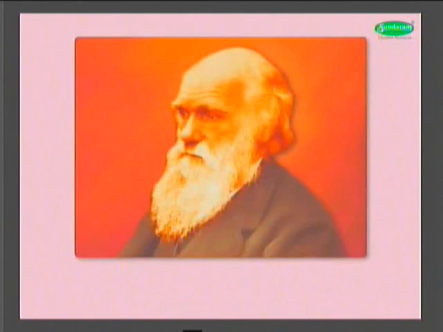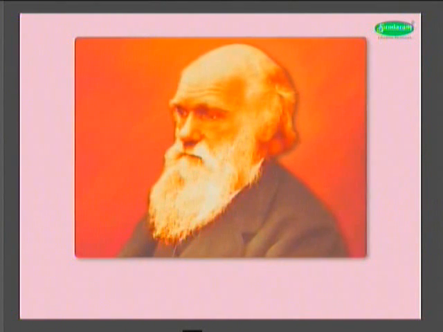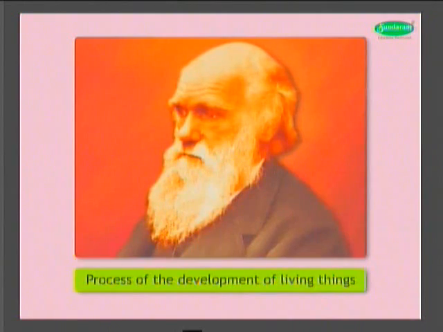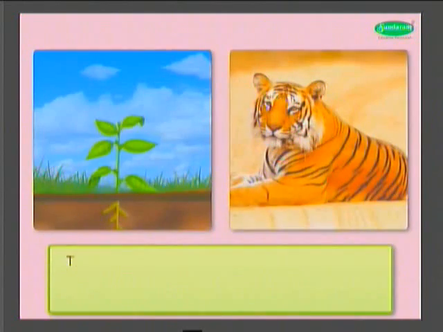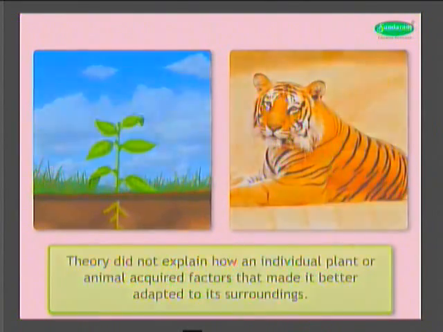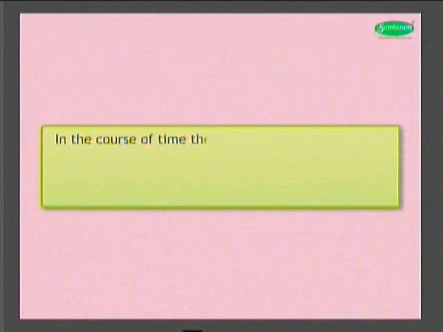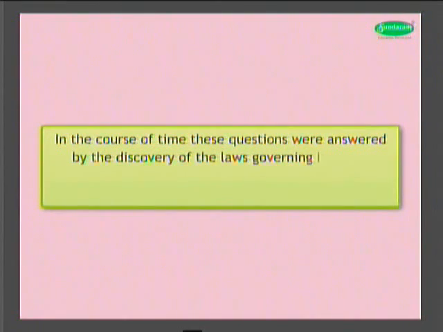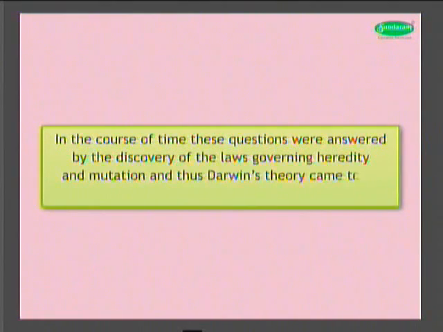The theory of natural selection, which was proposed by Charles Darwin, helped to explain the process of the development of living things. However, the theory did not explain how an individual plant or animal acquired factors that made it better adapted to its surroundings. In the course of time, these questions were answered by the discovery of the laws governing heredity and mutation, and thus Darwin's theory came to be universally accepted.